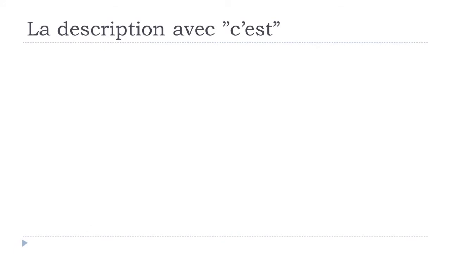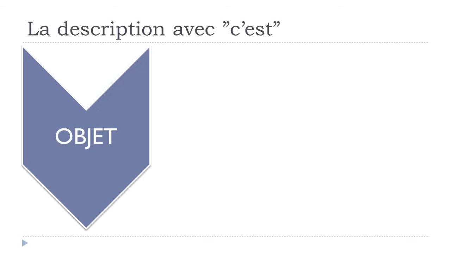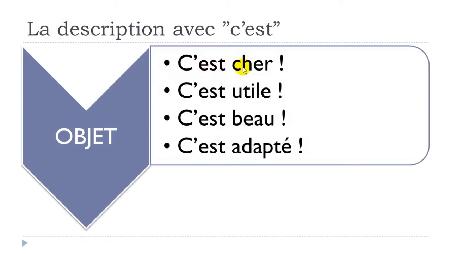Let's continue now. It could be for an object as well. You could describe an objet. C'est cher. Cher is expensive. C'est utile, useful. C'est beau, beautiful. C'est adapté, adapted. C'est cher. C'est utile. C'est beau. C'est adapté. Remember, all these adjectives are at the masculine form, like I said previously.